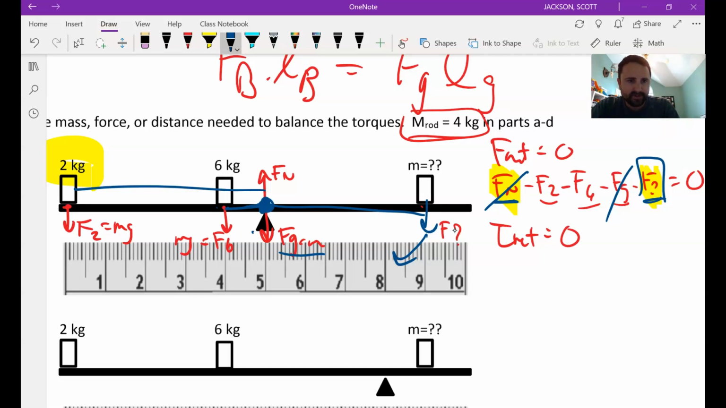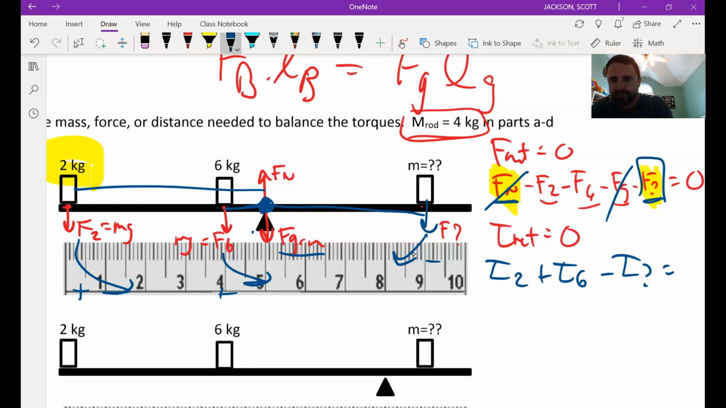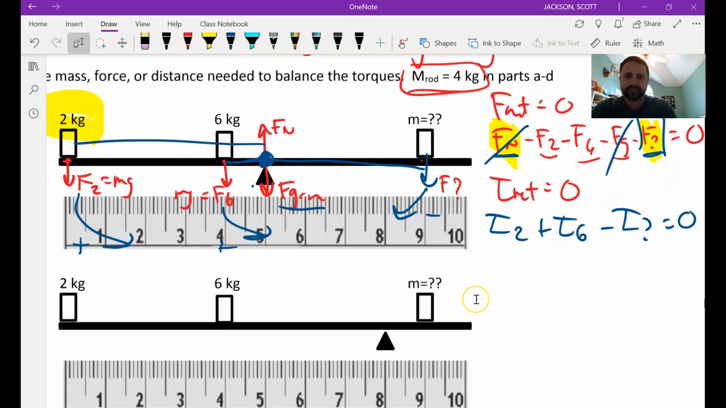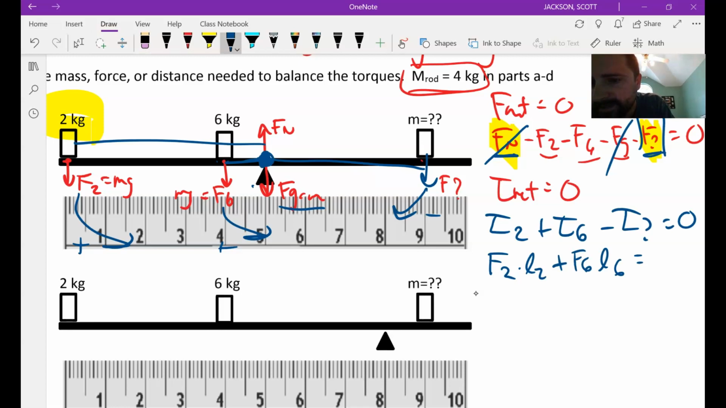This one, if I held my finger here and pulled this way, it would cause a torque that way, and this one would also go. So we're saying both of these are positive and this is negative, so I would say the torque due to 2 plus the torque due to 6 minus the torque due to question mark has to equal 0. So then plugging this in, the torque is the force of 2 times the lever arm of 2 plus the force of 6 times the lever arm of 6 has to equal the force of question mark times its lever arm.